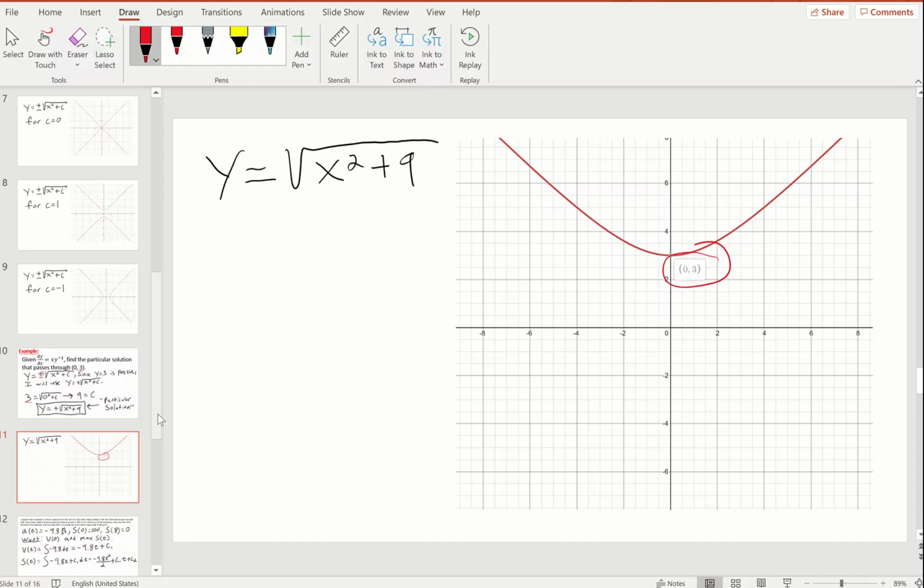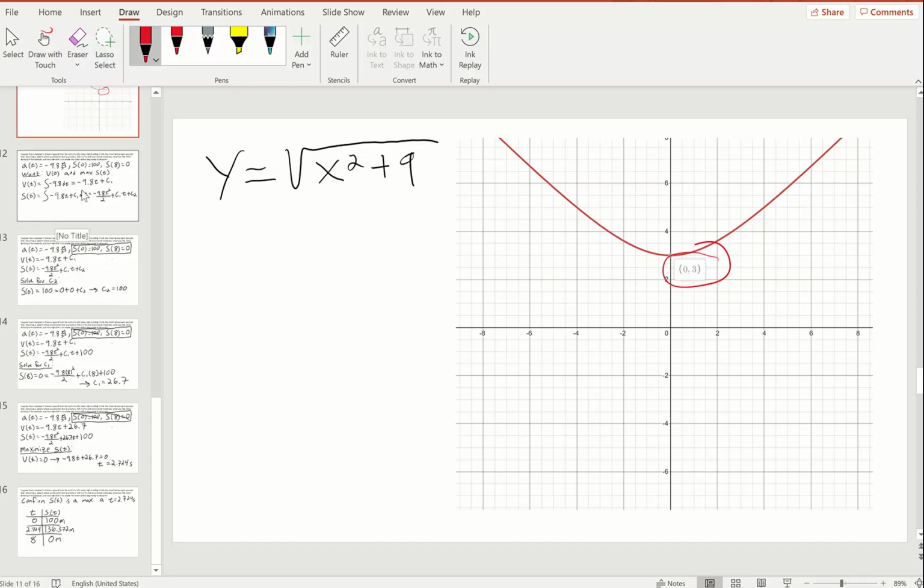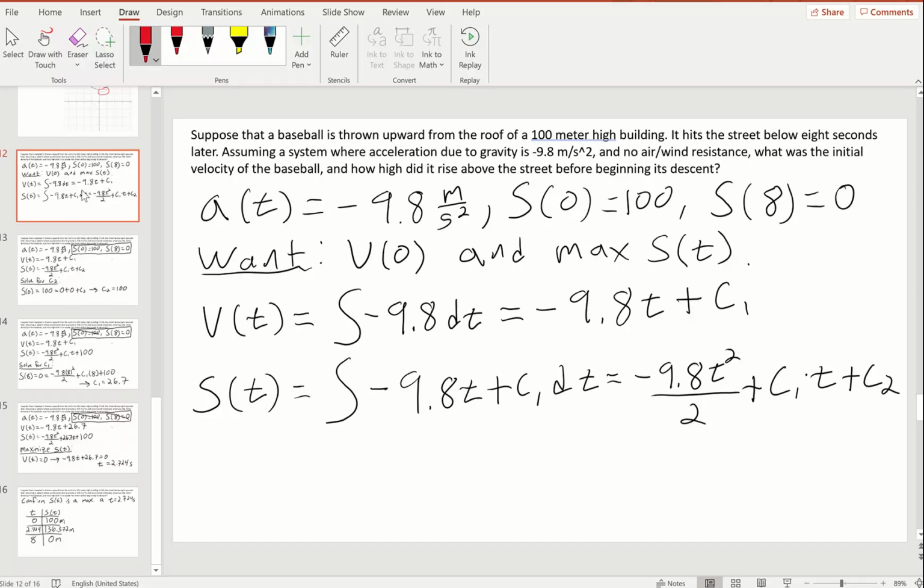All right, great. So these are just some warm-ups. Let's now attack and unpack that beast of a problem from the beginning slide. Just a reminder, we are supposing that a baseball is thrown upward from the roof of a 100-meter high building. It hits the street below 8 seconds later, assuming a system where acceleration due to gravity is negative 9.8 meters per second squared, and assume there's no air or wind resistance. Let's make this simple. What was the initial velocity of the baseball, and how high did it rise above the street before beginning its descent?